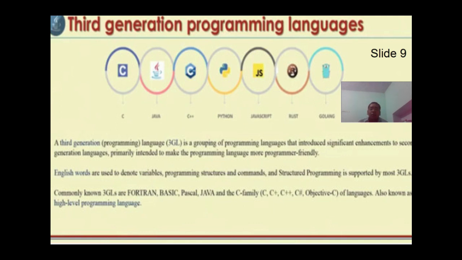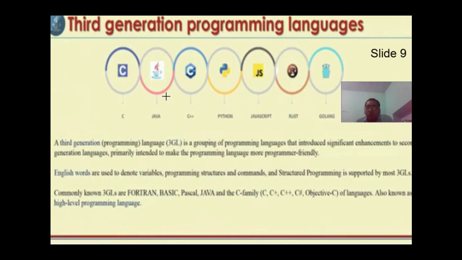There are different programming languages like C, Java, C++, Python, JavaScript, Rust, Fortran and Golang. All these belong to the third generation programming languages. The third generation programming languages need a skill from the programmer in how to solve a problem.